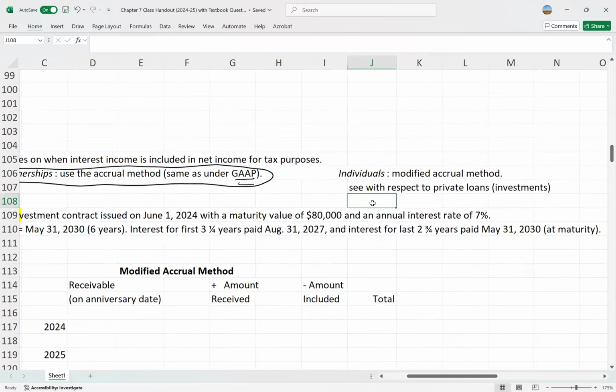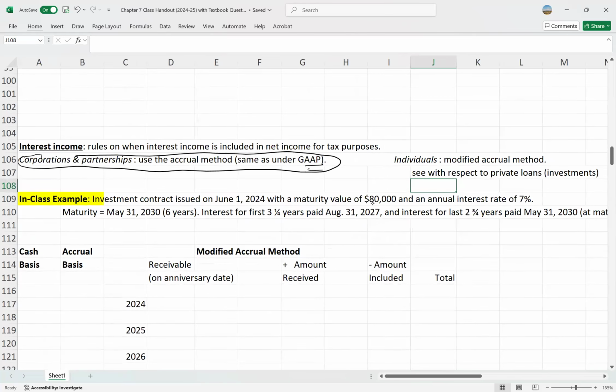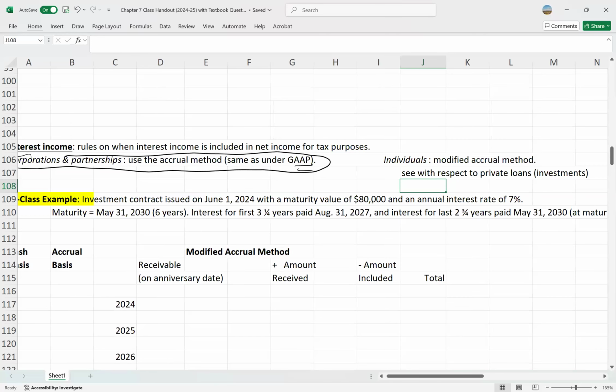So let's look at this example together. There's an individual that invests money in an investment contract. Basically they're loaning money, and the contract starts on June 1st, 2024. We invest 80,000 at a rate of 7%. The maturity will be in 6 years, so May 31st, 2030.